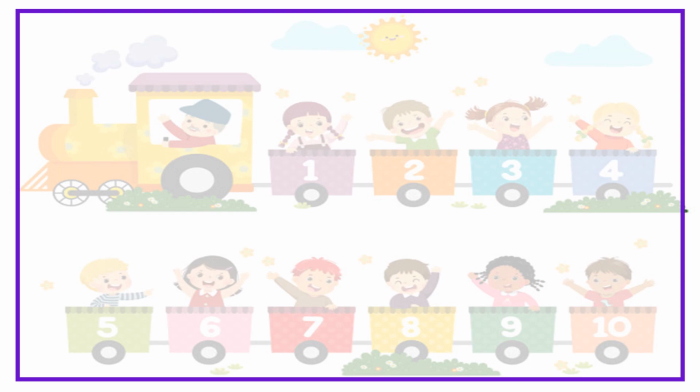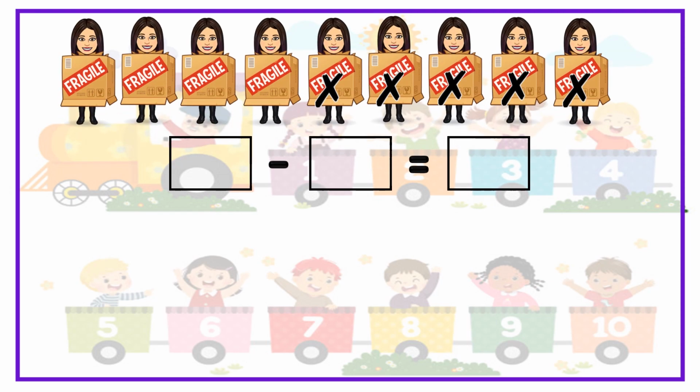Let's have another example. Okay, so first step, to find the minuend, let's count all the objects or the boxes here. 1, 2, 3, 4, 5, 6, 7, 8, 9. So there are 9 objects or boxes. And for the second step, let's count all the objects that were crossed out. 1, 2, 3, 4, 5. So there are 5 objects that were crossed out.